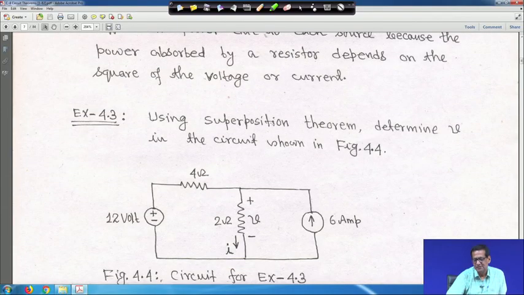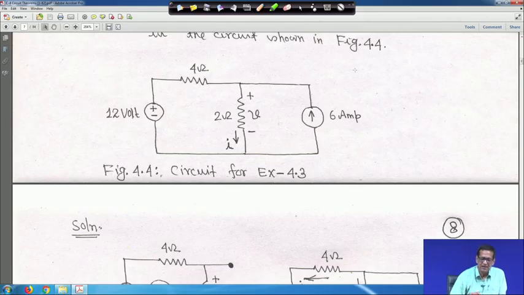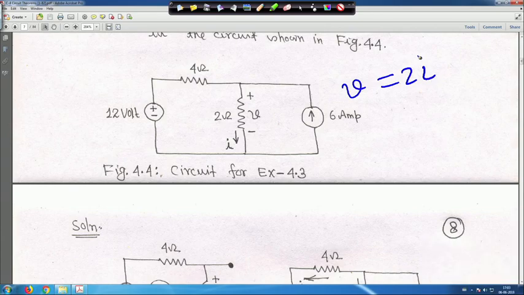Using the superposition theorem, determine V in the circuit shown in the figure. In general, V is equal to 2I, because the current I is flowing through this resistor. Using the superposition theorem, we have one independent voltage source of 12 volt and one independent current source of 6 ampere. Now how will we do it? To apply the superposition theorem, we will take only one source at a time. Let us see how we can do it.